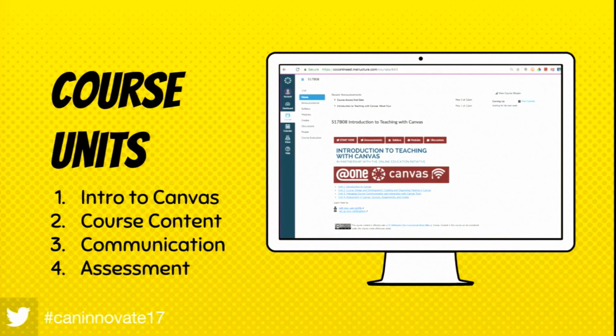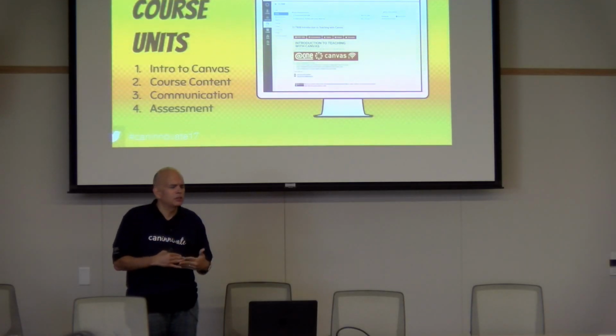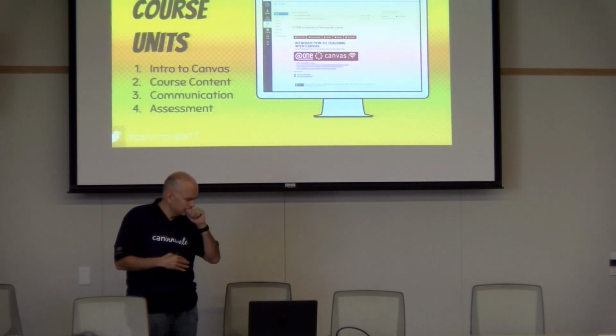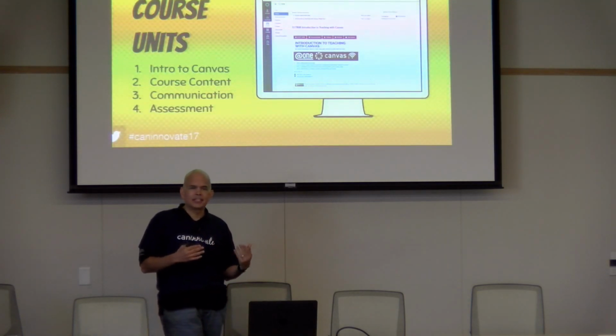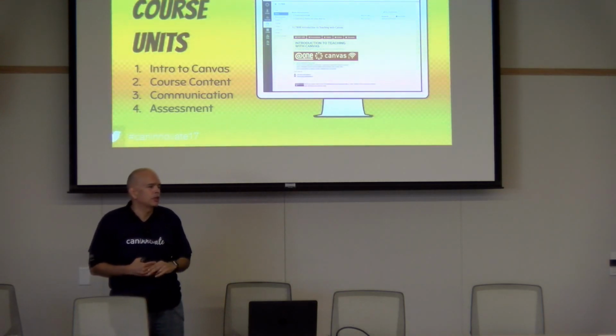So the course is divided into 4 units or 4 modules. One is an introduction, kind of like welcome to Canvas. This is how you get started. The other units are on course content, then communication and assessment. In the class, the participants take quizzes on the basic stuff, how to use things in Canvas. They do hands-on activities. So for example, they create an announcement. That's one of the examples in the first unit.